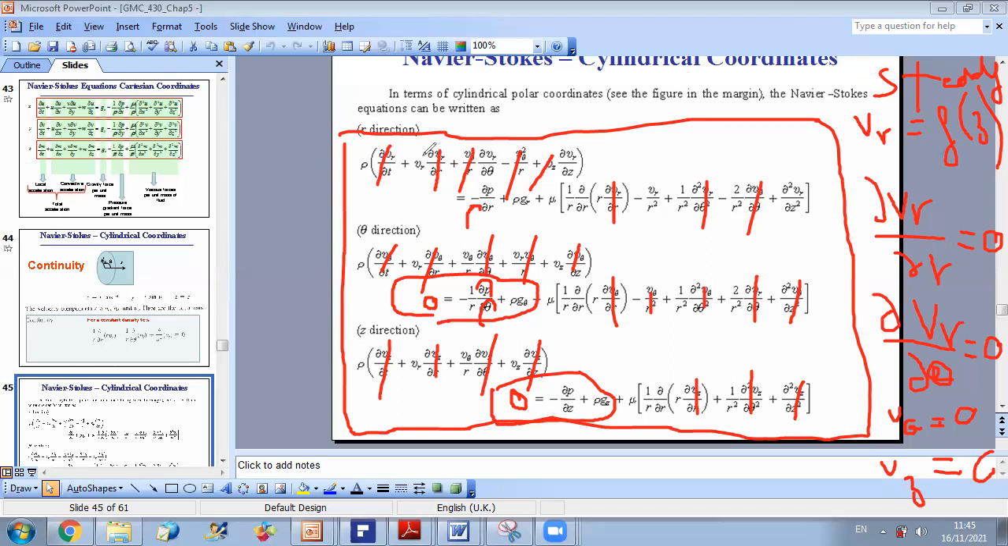So this is just to tell you that it's true that this equation seems very complex, but when you consider some specific cases, a lot of simplifications will take place.